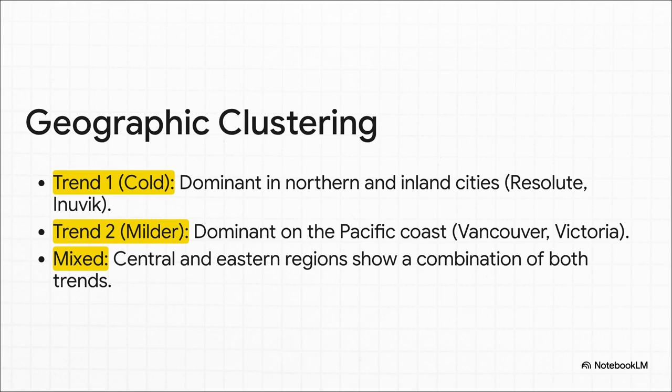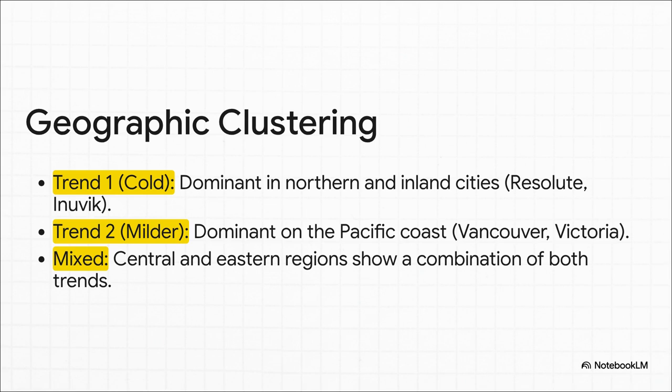The next logical step is to see where they show up. And when we map it out, a really obvious geographic story emerges. That super cold pattern? Yeah, that's dominant in the northern inland cities. No surprise there. And the milder winter lifting pattern? That's all happening on the Pacific coast. So, Vancouver, Victoria, you get the idea.